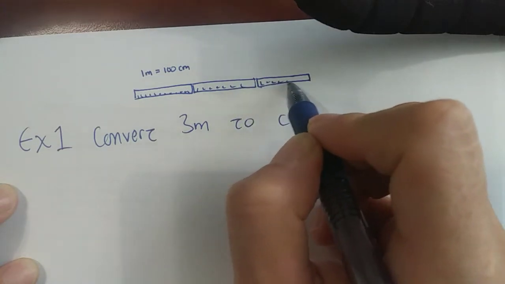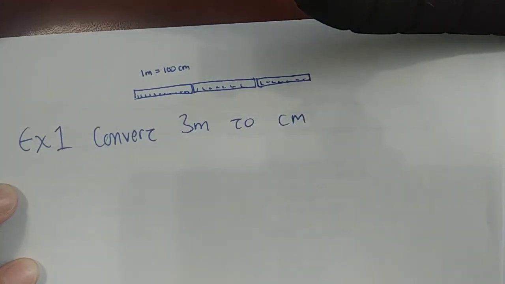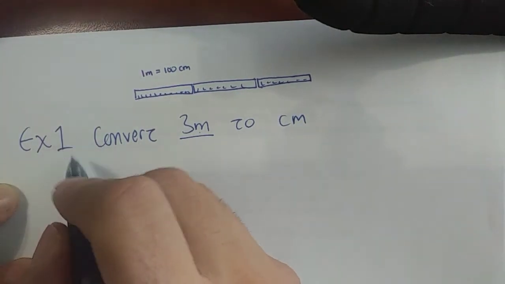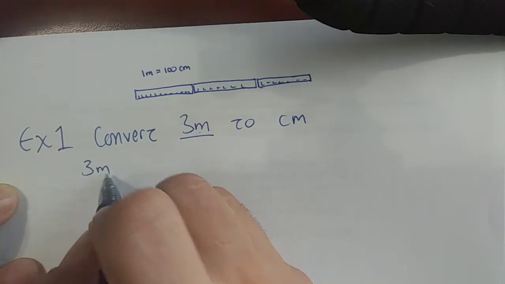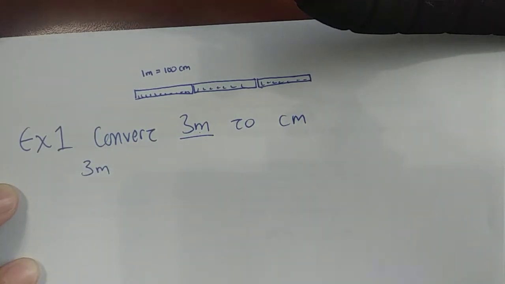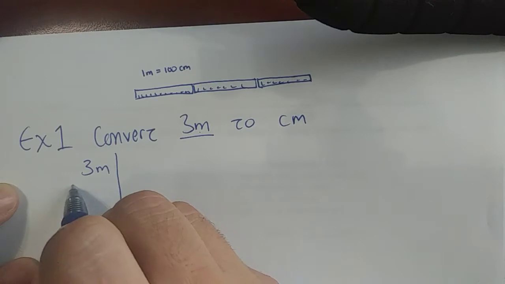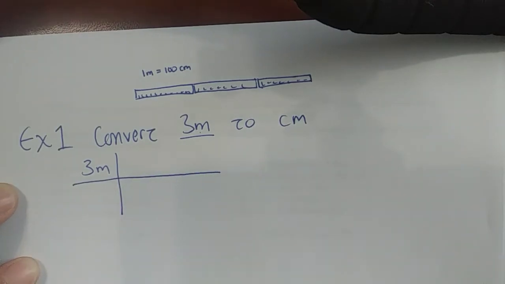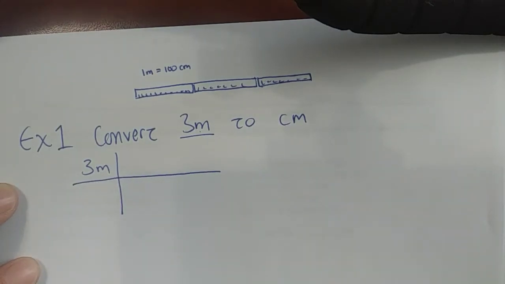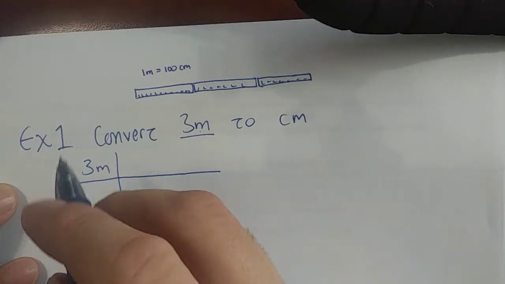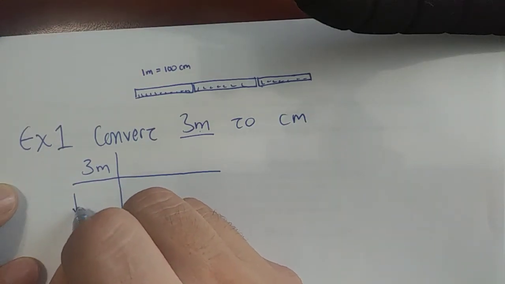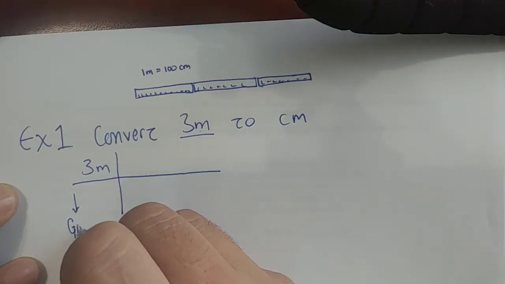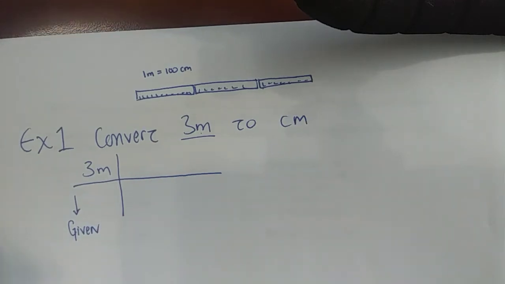But how do we do this mathematically? So the first step is to write down what's given. So this is your given. So we're going to go 3 meters. And we're going to draw a fence. So you draw this fence. This is the nice setup here. And this is our given. What number do you start with?